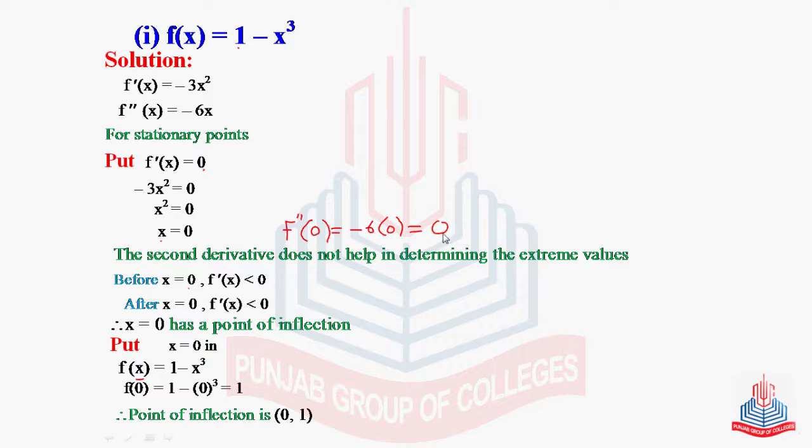So that will not help in determining the extreme values, and we will check for first derivative, which is this one. Before x is equal to 0, first derivative is less than 0, and after x is equal to 0, again first derivative is less than 0. So not changing the sign, and we can say this is a value where function has point of inflection. So to find the point of inflection, we will put x is equal to 0 in our given function to get the y coordinate of the point, which is 1. Hence at the last we can say the point of inflection is 0, 1.